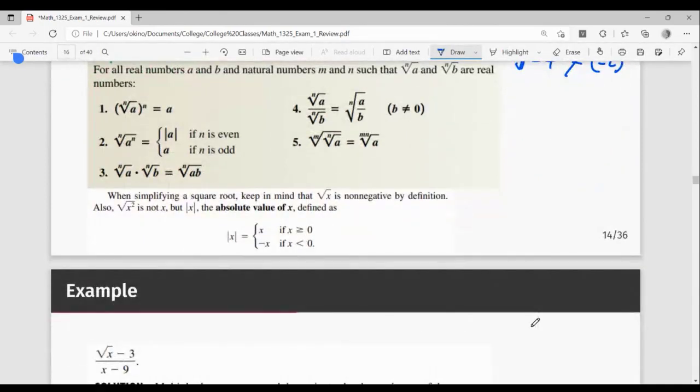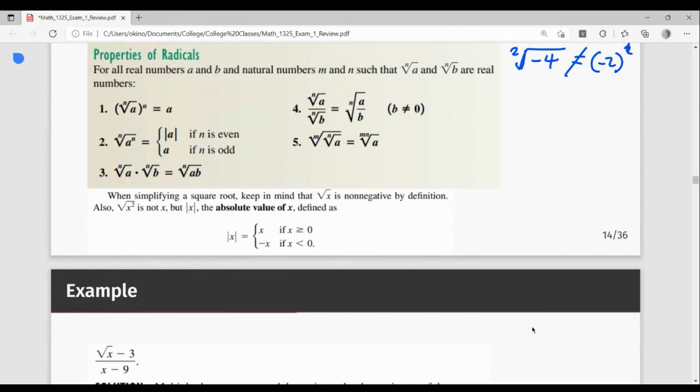And one other thing to mention is that when we're simplifying a square root, so we have the square root of x squared, you might be tempted to just use one of these properties and say that it's just x, but it's not. Because n is even, n is equal to 2, then it's the absolute value of x. We need to keep that in mind.